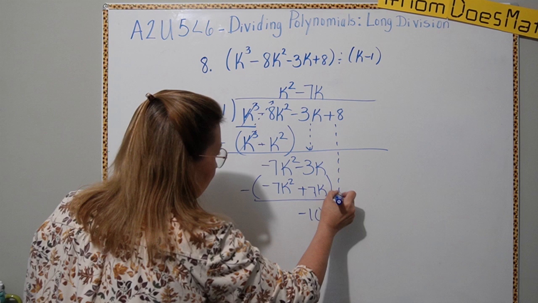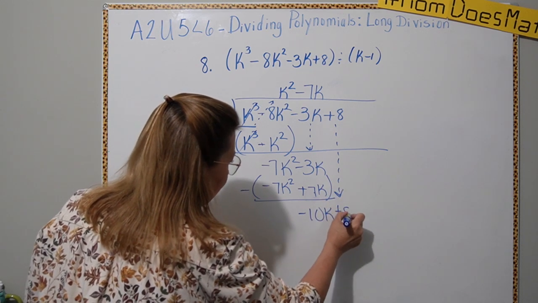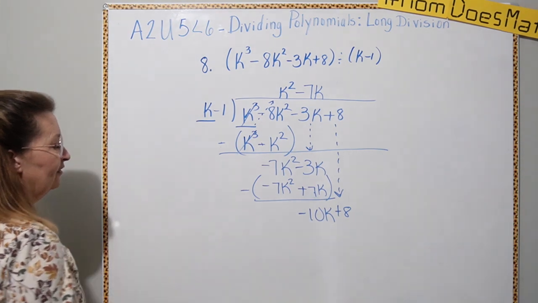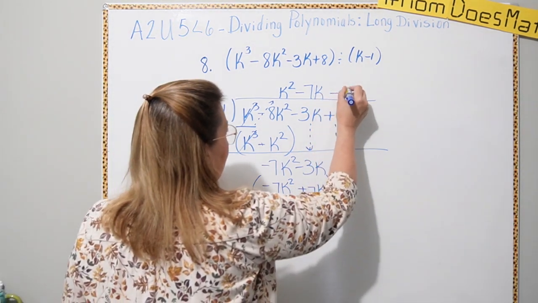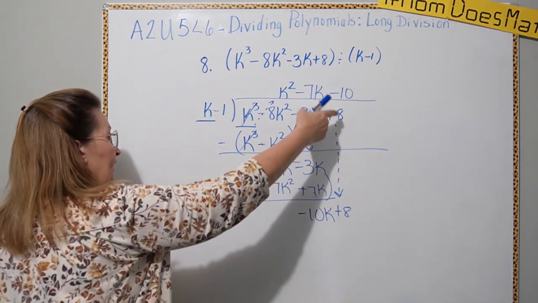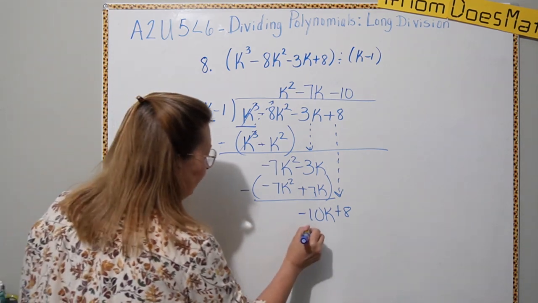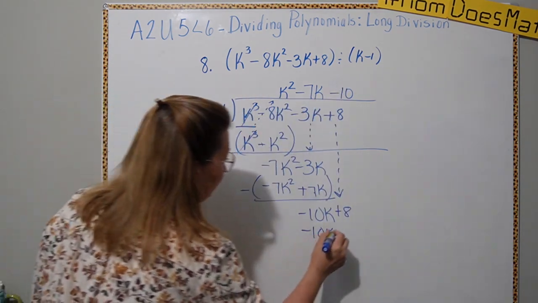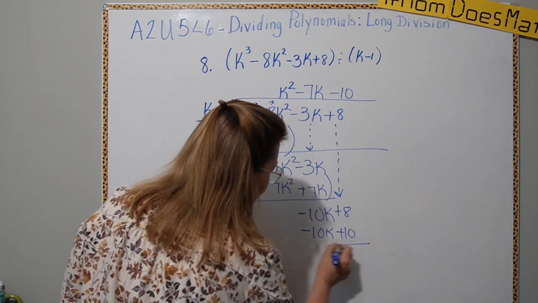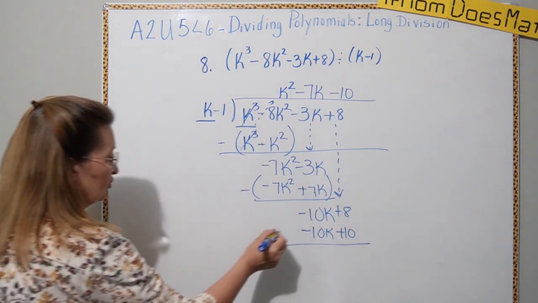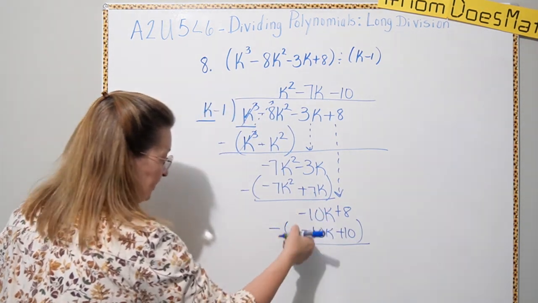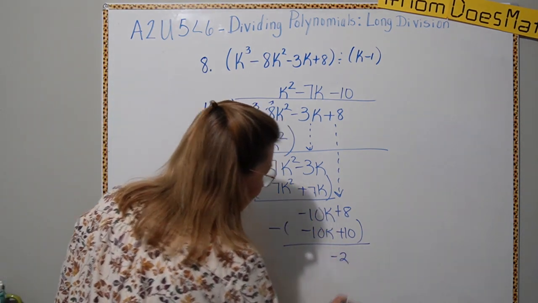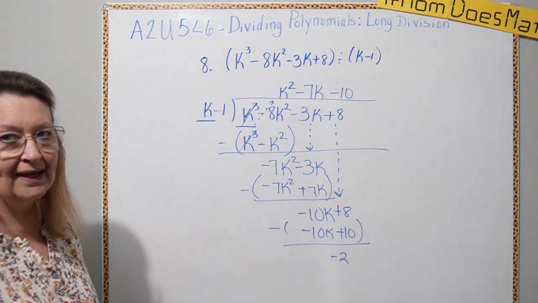And then the 8 comes all the way down. And I go again. What would I multiply k by to get negative 10k? Negative 10. And then let's multiply. Negative 10 times k is negative 10k. And negative 10 times minus 1 is positive 10. So then when I subtract, these two cancel. What is 8 minus 10? Negative 2. Well, now you have a remainder.